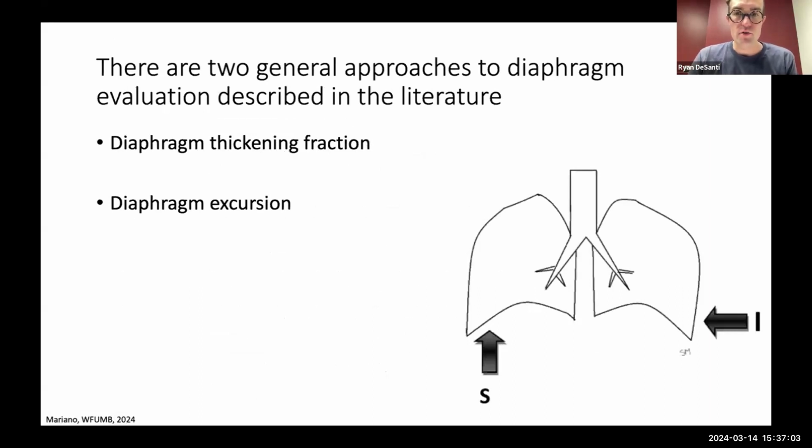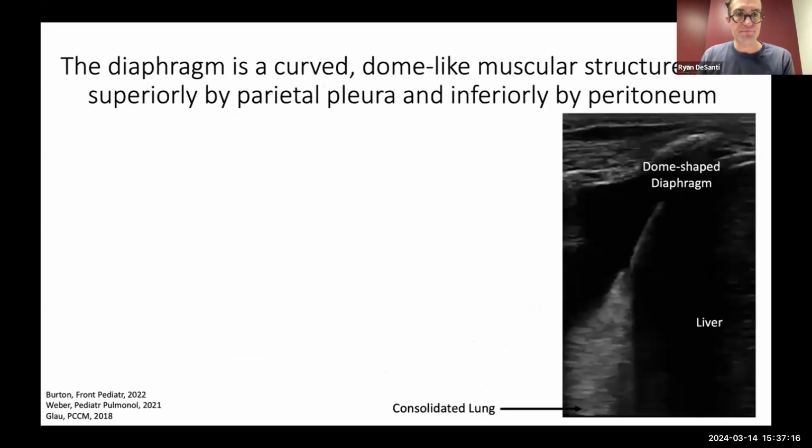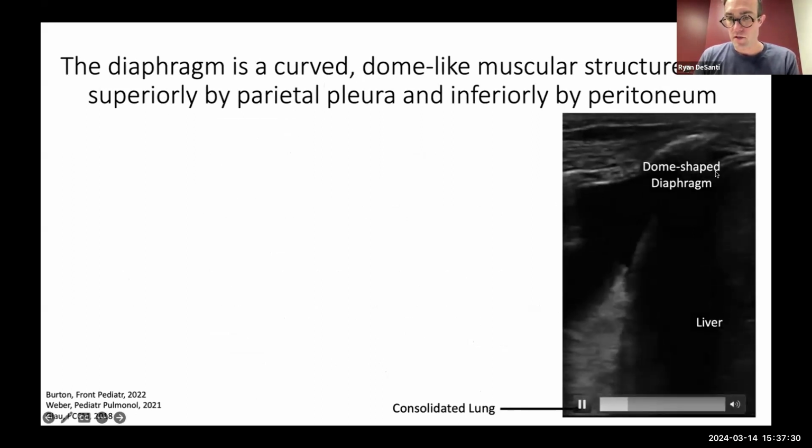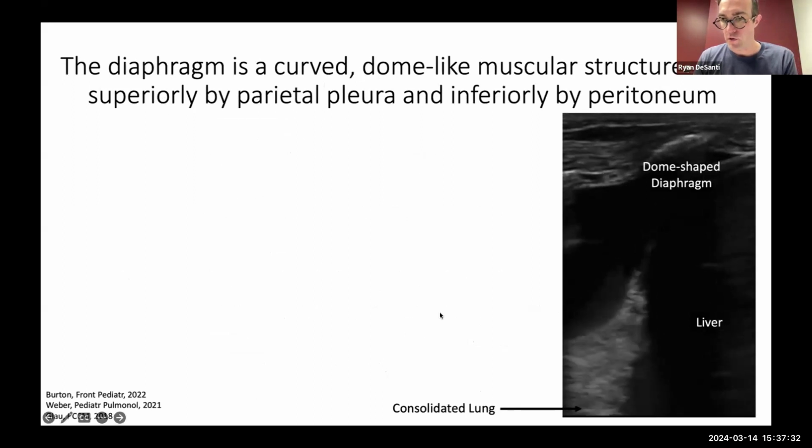So in general, there are two approaches to the diaphragm evaluation which have been described in the literature. The first is looking at the diaphragm thickening fraction, and the second is looking at diaphragm excursion. And we'll talk about both of these. Of course, as we know, the diaphragm is a curved dome-like muscular structure, which is lined superiorly by the parietal pleura and inferiorly by the peritoneum. We can see the dome-like contour in this ultrasound image.